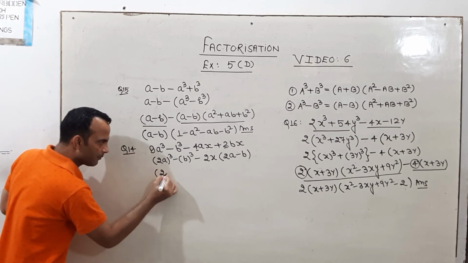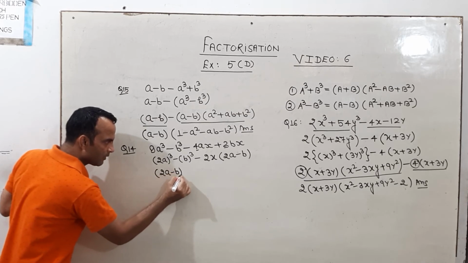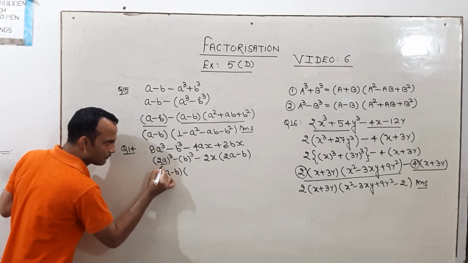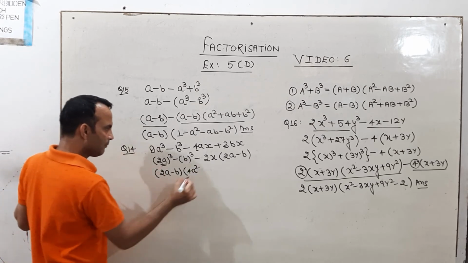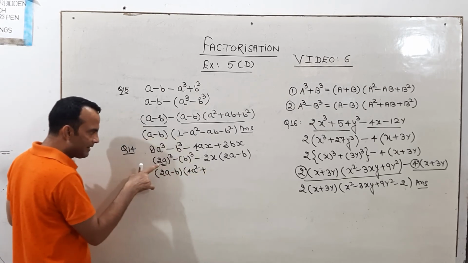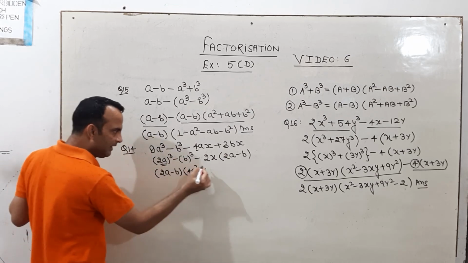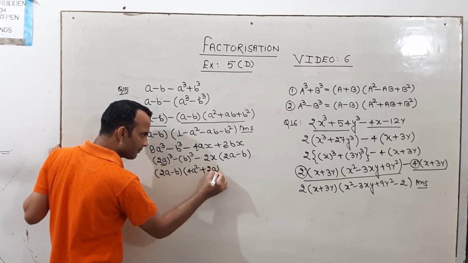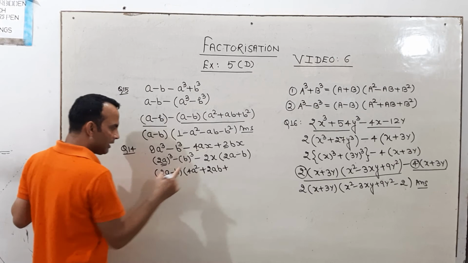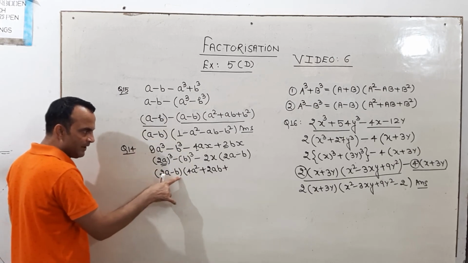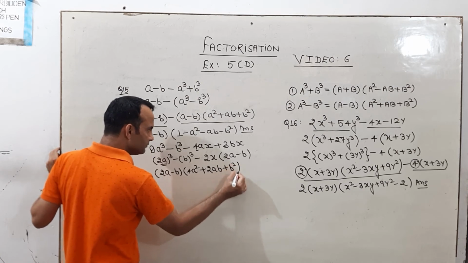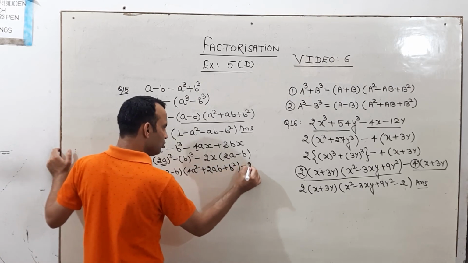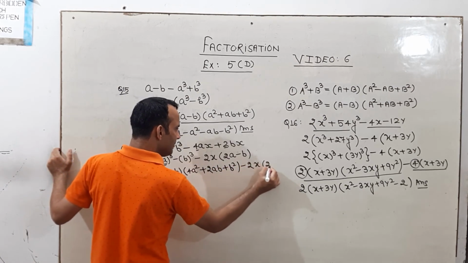a minus b. a square means the square of this portion. a square plus ab means 2a multiplied with b. We obtain 2ab plus, once again see, a minus b, a square plus ab plus b square means b square, minus 2x into 2a minus b.